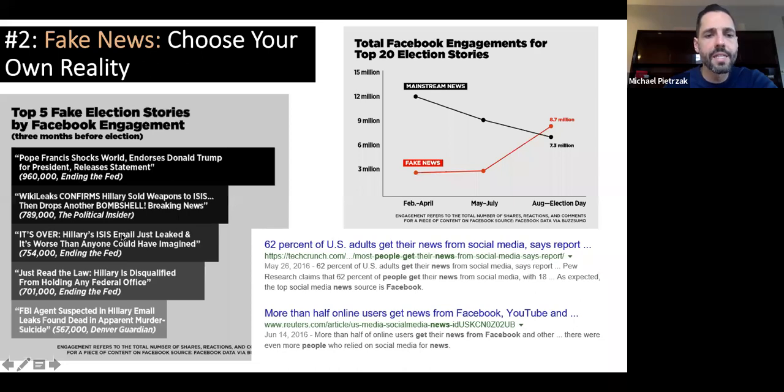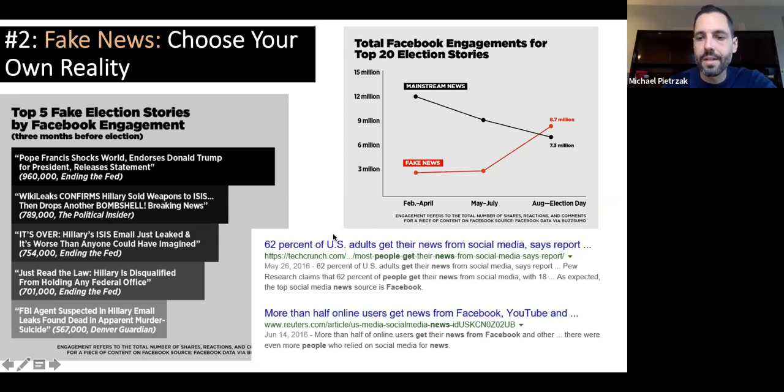It's over. Hillary's ISIS email just leaked, and it's worse than anyone could have imagined. Very vague, very damaging to Hillary, without any kind of substantive facts behind it. Just read the law. Hillary is disqualified from holding any federal office. It was not true. They're all kind of BS, right?